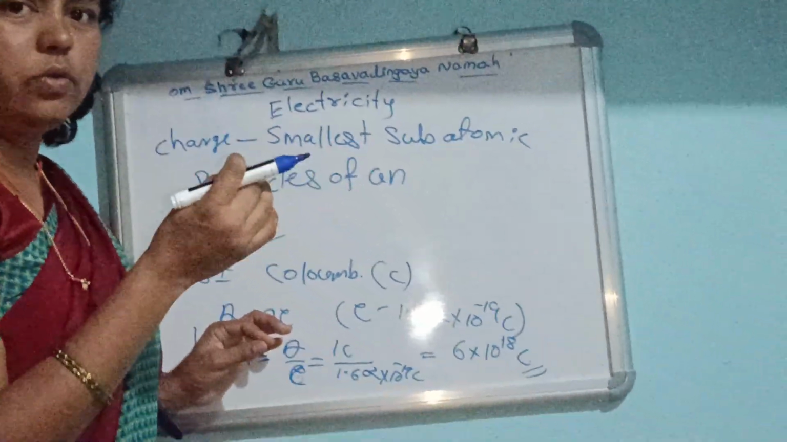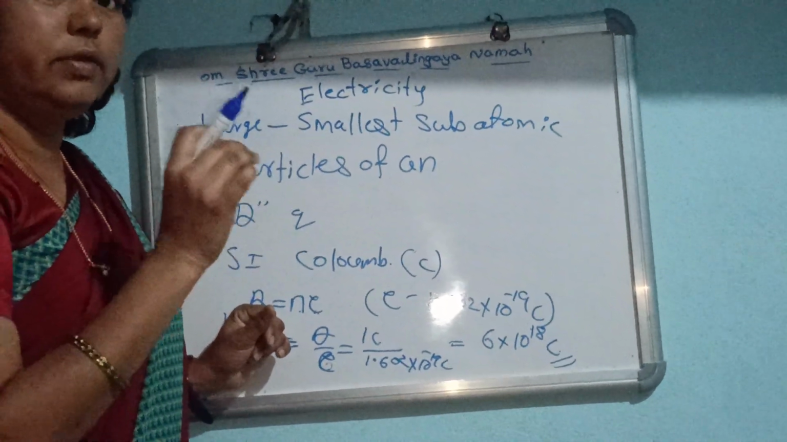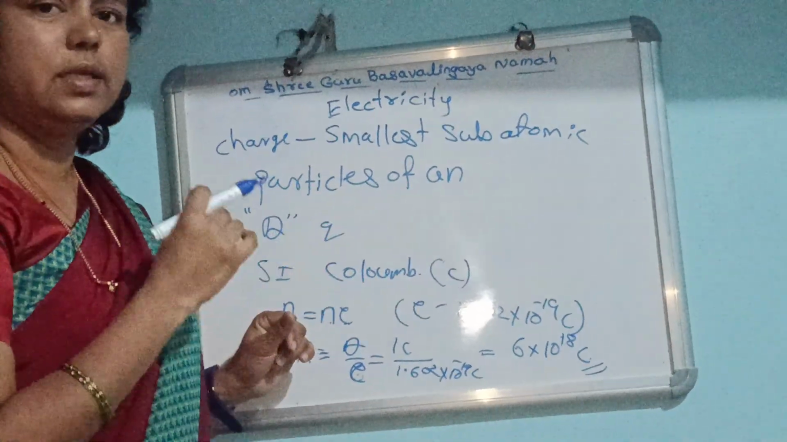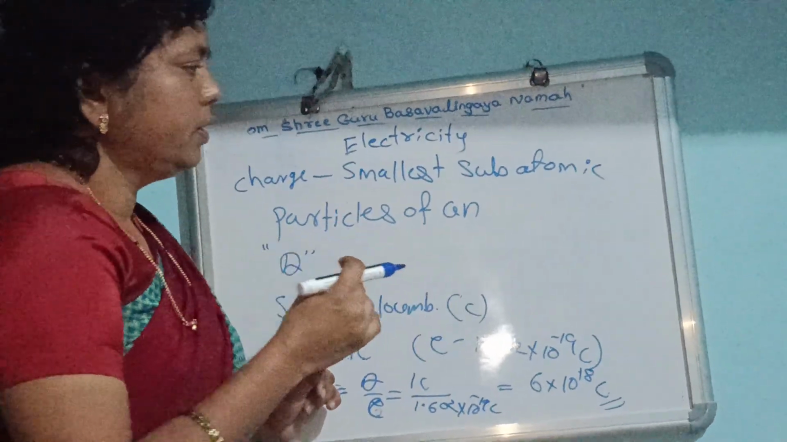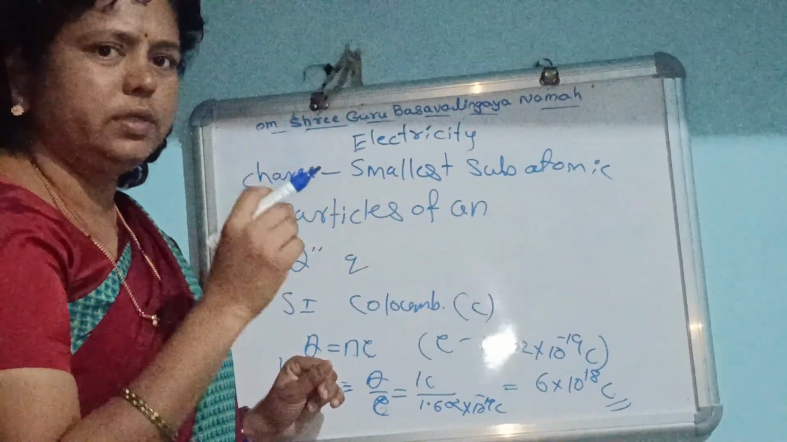These charges play an important role in conduction. That is why electric current is defined in terms of charge: it is the rate of flow of charge through a conductor with respect to time.